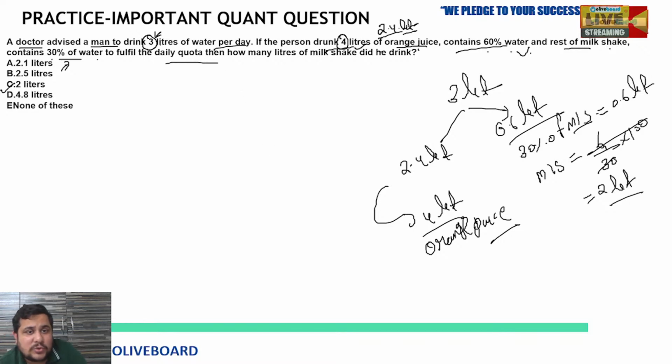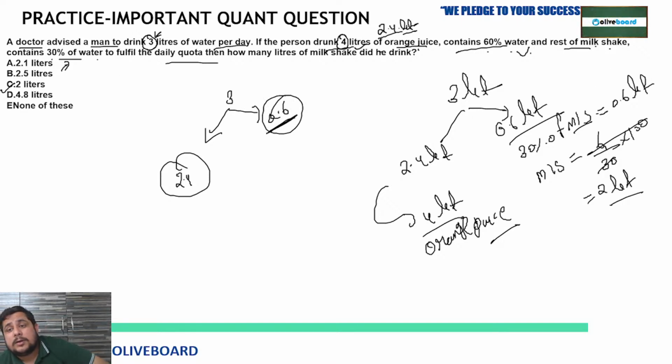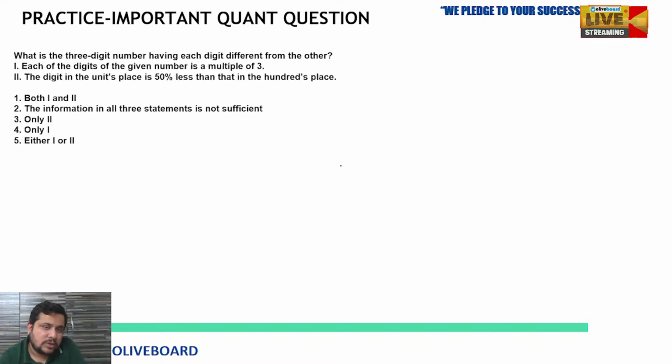You just have to go through the quantity. 3 liter is required. So 2.4 liter already consumed through orange juice. So remaining how much? 0.6 liter, which he is going to fulfill from what? The milkshake, and milkshake contains 30% of the water. So how much milkshake he must consume to take 0.6 liter? So 30% of that quantity of milkshake equal to 0.6 liter. So total milkshake must be 2 liter by this, right? Let's move on to the next question.